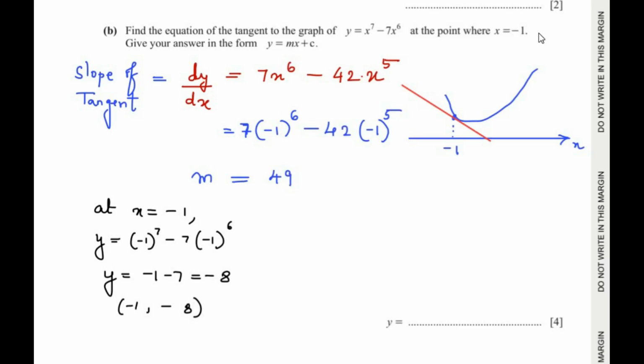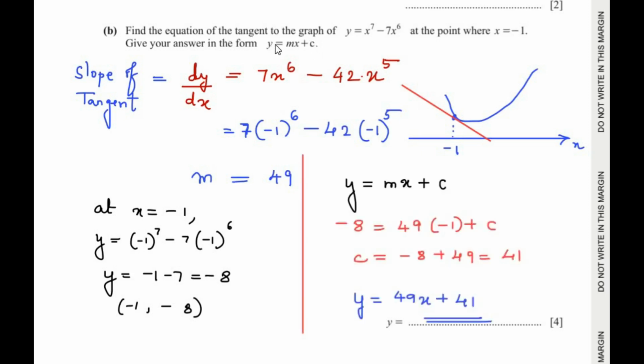We have the value of x as negative 1. So let us find out c, that is the y-intercept of this line. Here the equation of the tangent of the form y equal to mx plus c is written. We have the value of y as negative 8 equal to m is 49, which multiplies with the value of x, that is negative 1, plus c. Now simplifying this, we have to find out c.